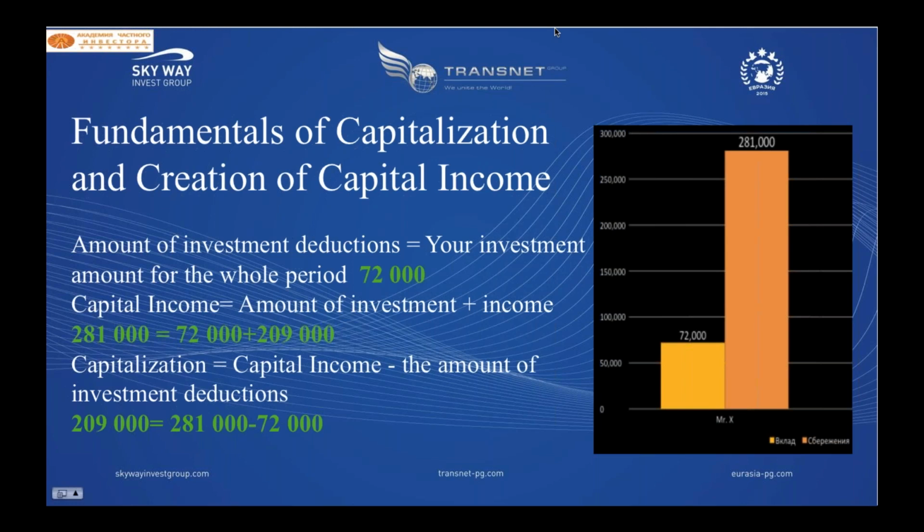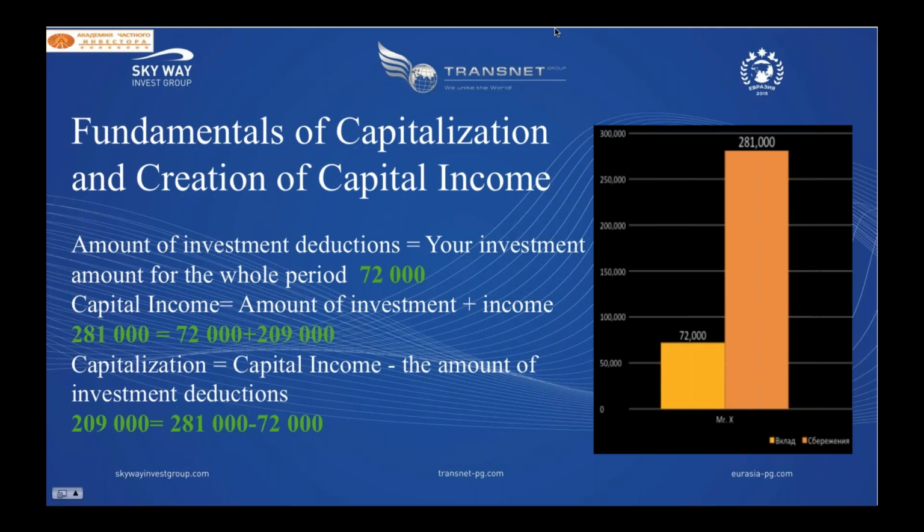So let's now talk a bit about the financial terms. The amount of investment deductions is your investment amount for the whole period of time, which is 72,000 in this case. Capital income is calculated as the amount of investment plus the income itself. In our case, the capital income is 281: the amount of investment, 72,000, plus the income itself, 209,000. 72 plus 209, you get 281. You call it capital income, so what income your capital provided you with.